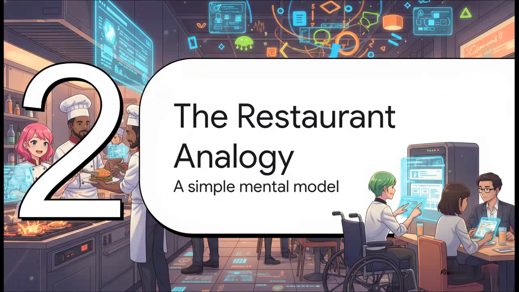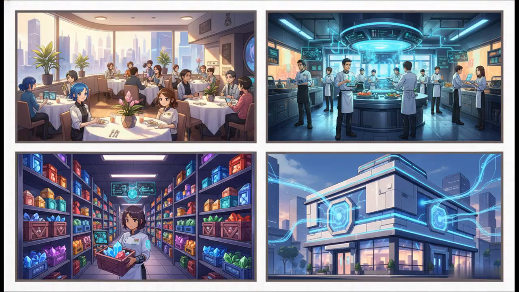Part 2, the restaurant analogy. Let's build a simple mental model. A totally brilliant way to understand how a website functions is to imagine it exactly like a restaurant. The front end is the dining area. It's everything you, the customer, see and interact with, like the tables, the nice decorations, the physical menu. Then you have the back end, which is the kitchen. This is the hidden area where the actual heavy lifting and processing happens, completely away from the customer's view.